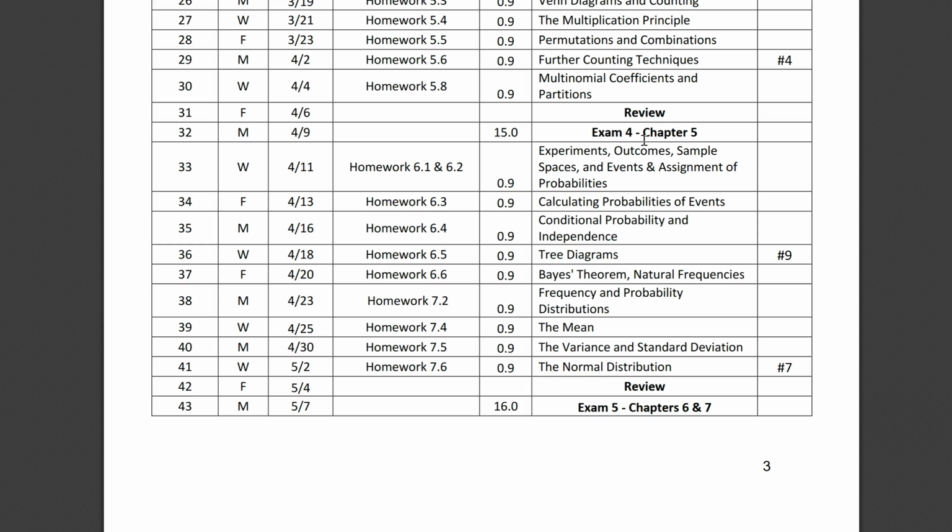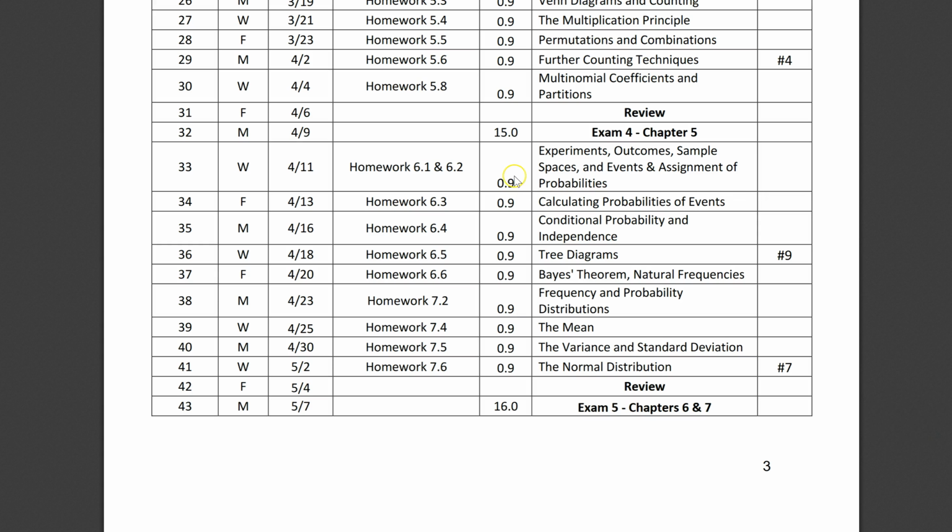Okay, so on Monday, April 9th, we have exam 4 due, and that covers chapter 5. So all those lovely counting techniques. If you're using combinations and permutation calculators on the internet, make sure before you open up your exam that you have that available in your web browser.